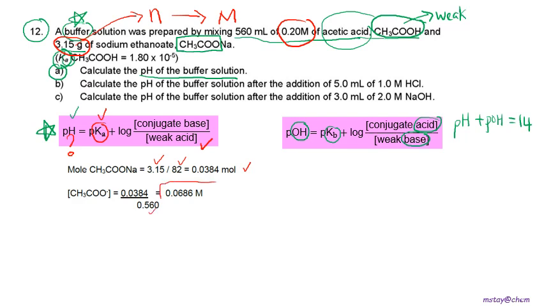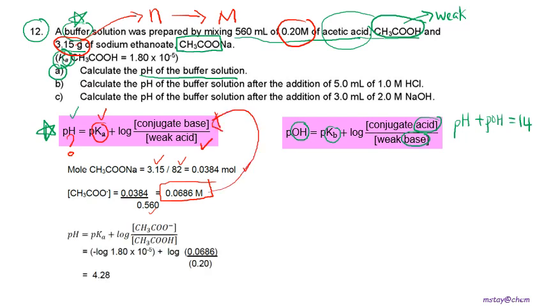So the concentration of the sodium ethanoate is 0.0686. Then we can substitute this value into this formula. By pressing the calculator, the final answer for the pH value of this acidic buffer solution is 4.28.